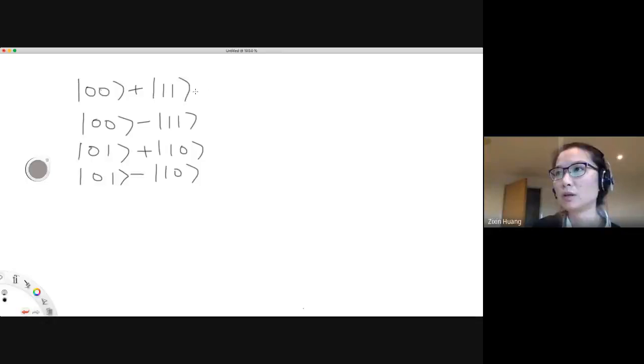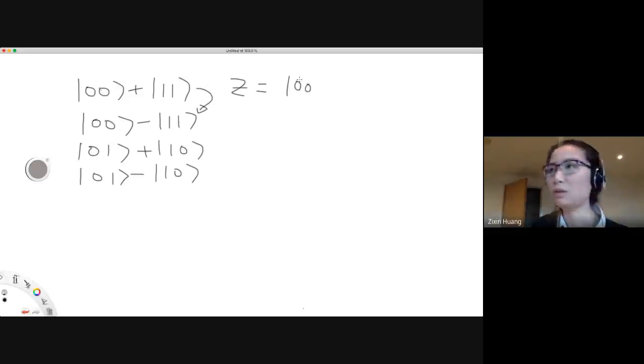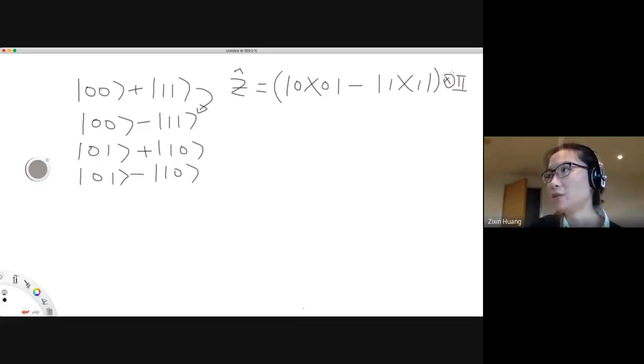So to go between these two, we want the Z operator, which is a 0, so this is an operator, so it deserves a hat, minus the 1, 1, tensor the identity. This tensor identity just means that I'm doing something to my first qubit and leaving the second qubit alone.